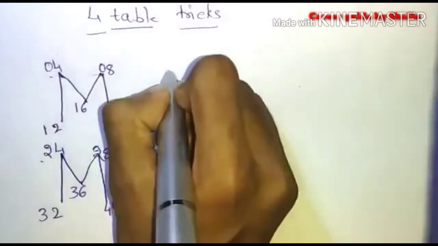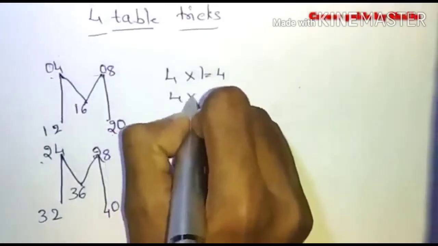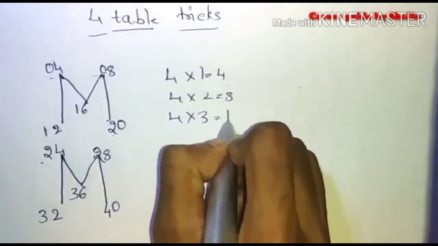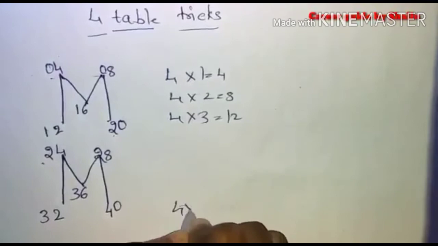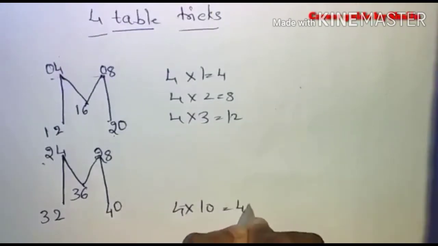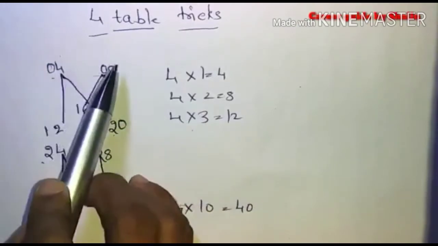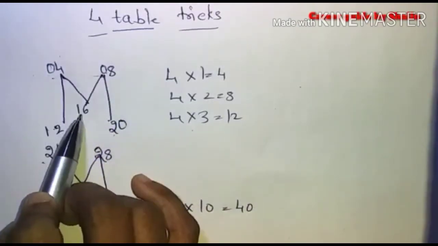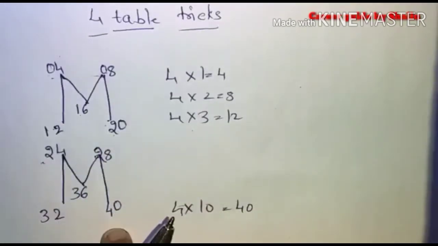This is your 4 table. 4 ones are 4, 4 twos are 8 and 4 threes are 12. I am not writing the entire table. In this way you can write till 4 into 10 is equal to 40. Repeat this. Hope everyone understood. 4 ones are 4, 4 twos are 8, 4 threes are 12, 4 fours are 16, 4 fives are 20 and in a similar way 4 tens are 40.